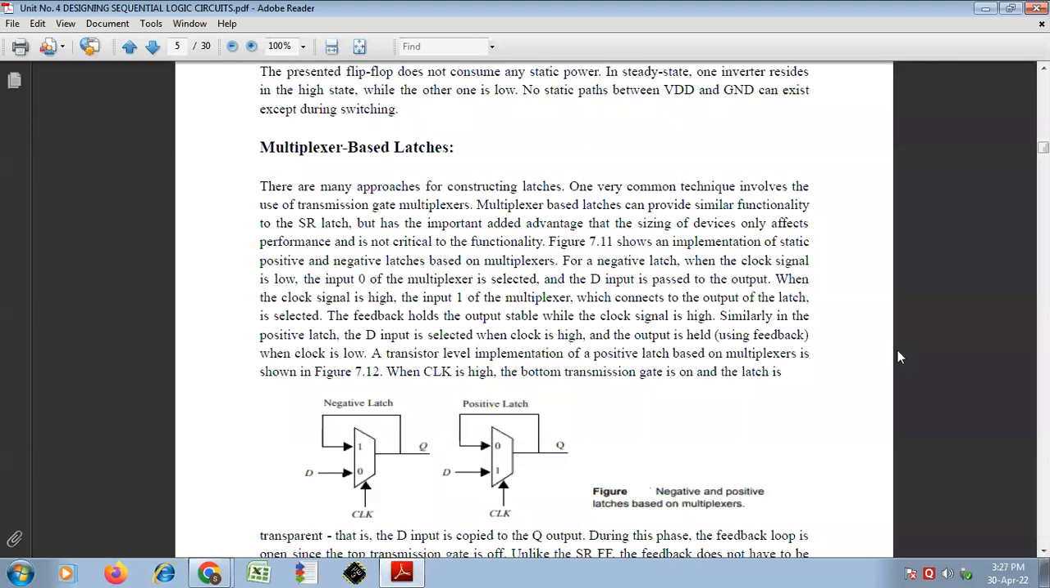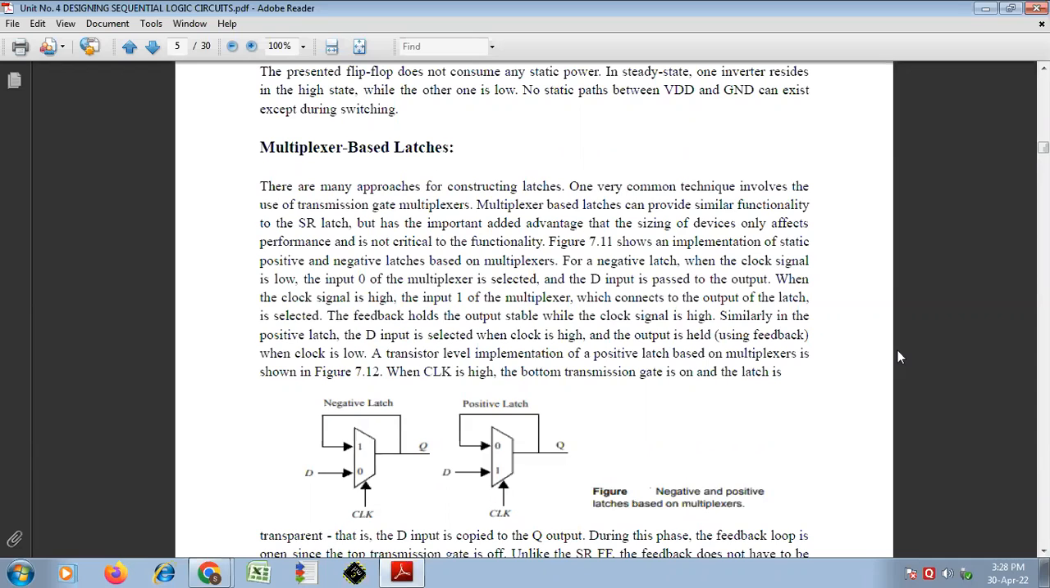Right, means what? Just now in the last lecture we discussed how you can construct the latch using SR flip flop, and by using simple inverters also we studied that cross coupling of the two inverters can result in a latch structure or register type structure. But similar functionality can be provided using multiplexer also. But what is the important added advantage of that? The sizing of devices only affects performance and it is not critical to the functionality.